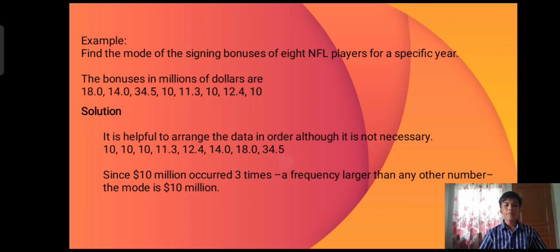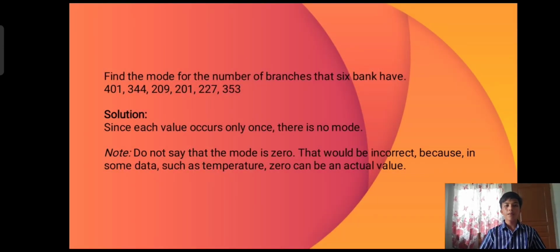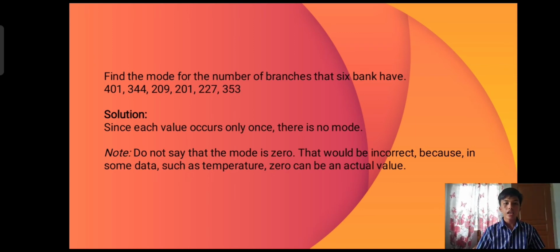Another example: find the mode for the number of branches that 6 banks have. 401, 344, 209, 201, 227, 353. Since each value occurs only once, there is no mode. Take note, do not say that the mode is 0. That would be incorrect because in some data, such as temperature, 0 can be an actual value.